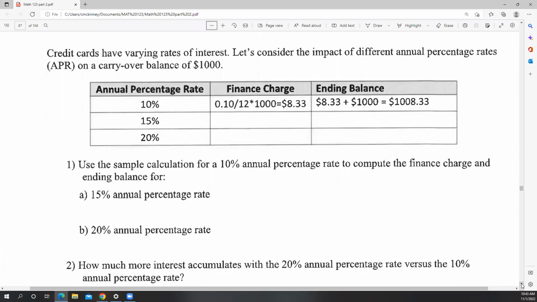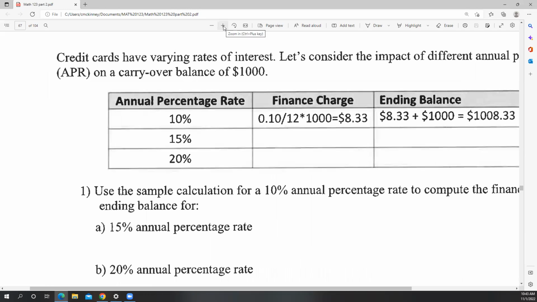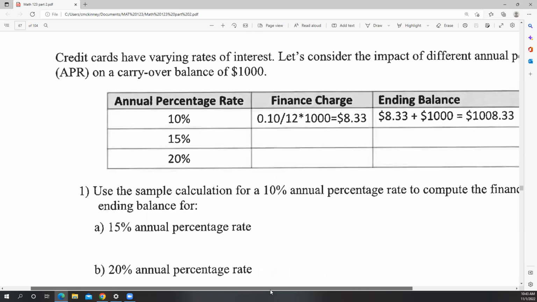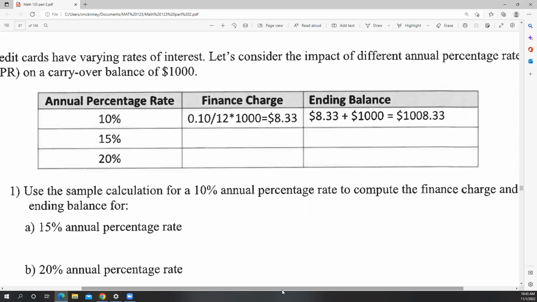When we look at the percentage rates for credit cards, they are given as an annual percentage rate. But we are given monthly bills, so we need to figure out the finance charge for the month. These are just a few different ones. They have given us a great example to follow, if it is 15%.